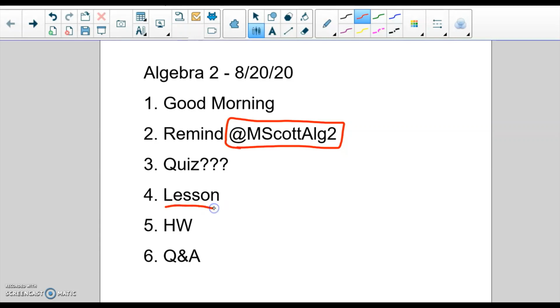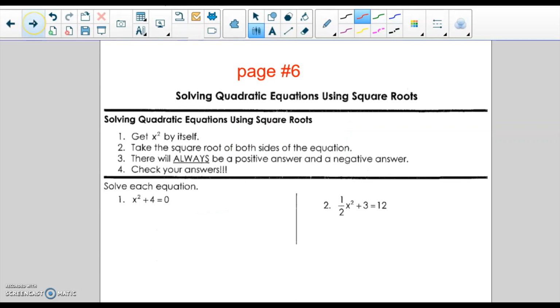Alright, so we're going to go check out the lesson. Today we are going to be solving quadratic equations. The first unit is revisiting quadratics, and what we've been doing is learning about complex numbers. Complex numbers show up when you have a square root, and we are going to be using square roots today to solve quadratics.